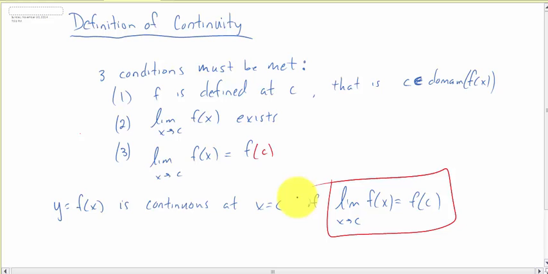In the next section, in the next video, we will be starting off with an example examining continuity of graphs.